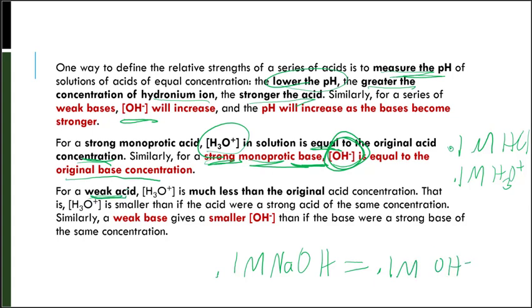For a weak acid, the hydronium ion concentration is much less than the original concentration. So the hydronium ion concentration is smaller than if the acid were a strong acid. I can't say a 0.1 molar acetic acid has 0.1 molar hydronium ion concentration. It would be a lot less. Same with a weak base. It would give me a smaller hydroxide ion concentration. 0.1 molar ammonia is not 0.1 molar hydroxide ion concentration.